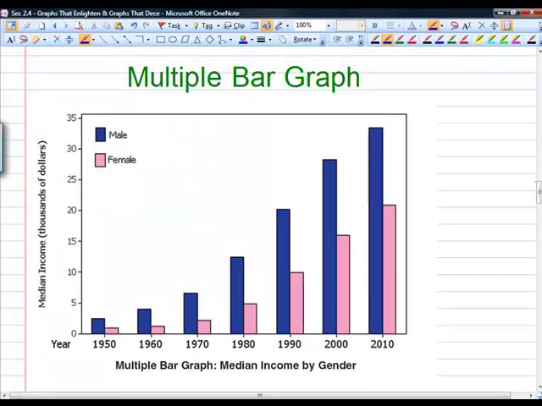Here's an example of a multiple bar graph, where the blue bars represent the median income for males by year, and the pink bars represent the median income for females by year. The median income here is measured in thousands of dollars. You can see that males are earning more typically, and male incomes are on the rise. Female incomes are also on the rise, but the gap between them is becoming more significant. This graph doesn't tell you why that's occurring, it just says that it is. Then that opens up a whole bunch of questions for researchers to look into what could be the possible causes.